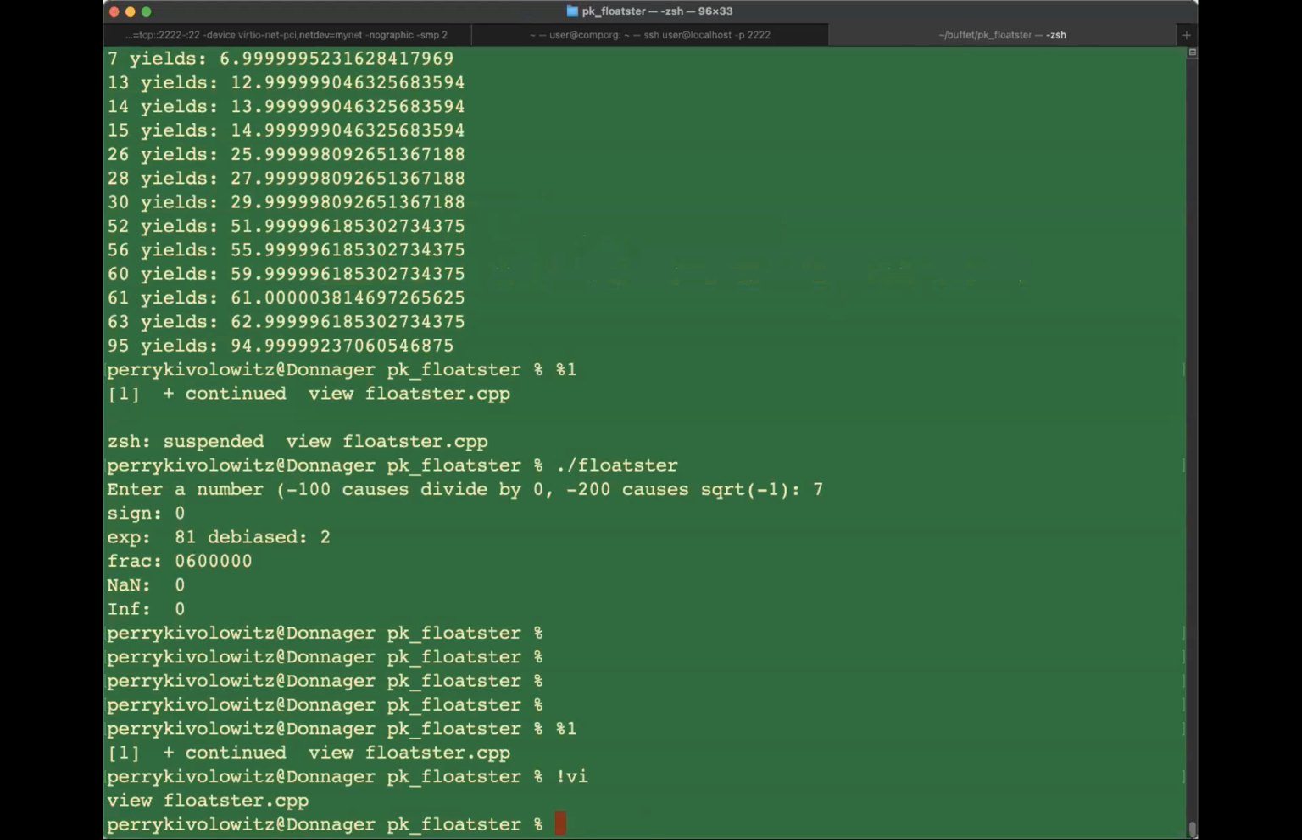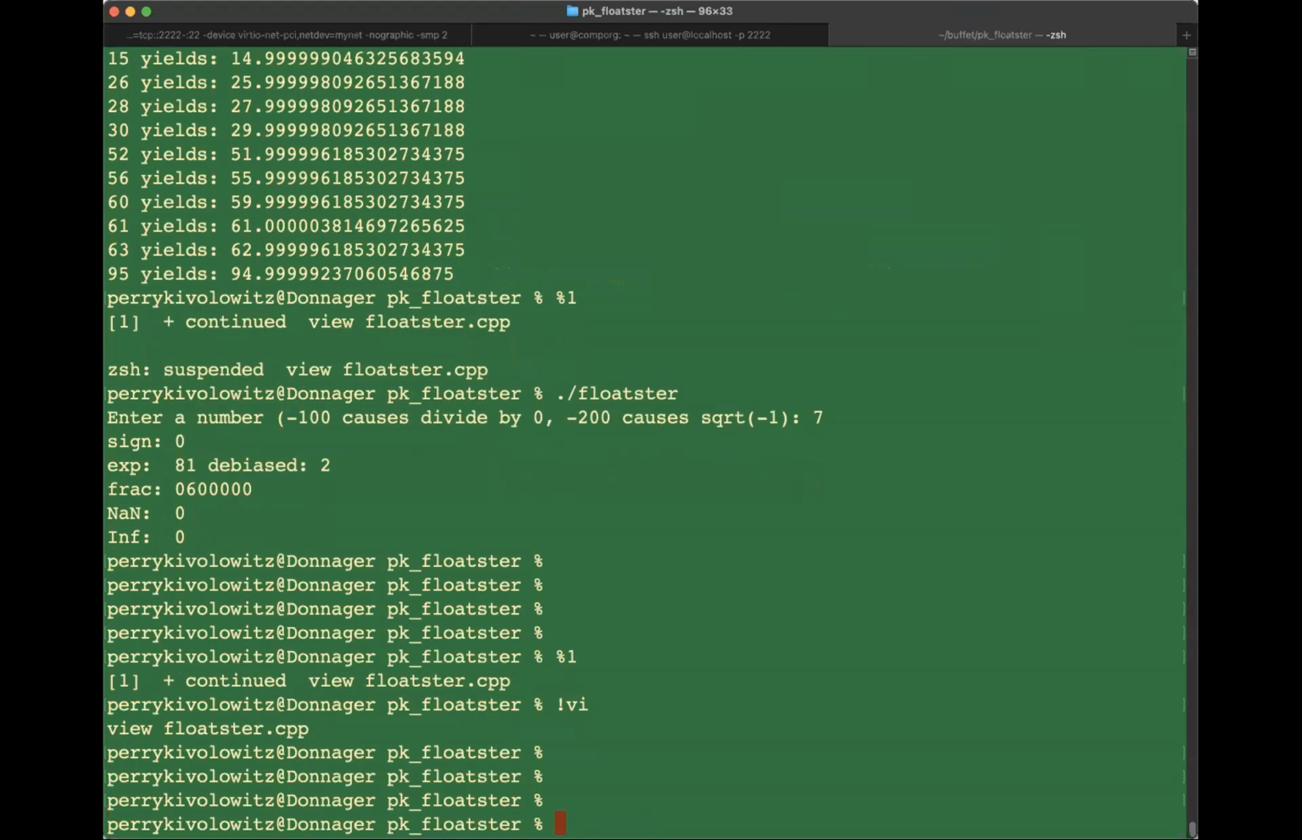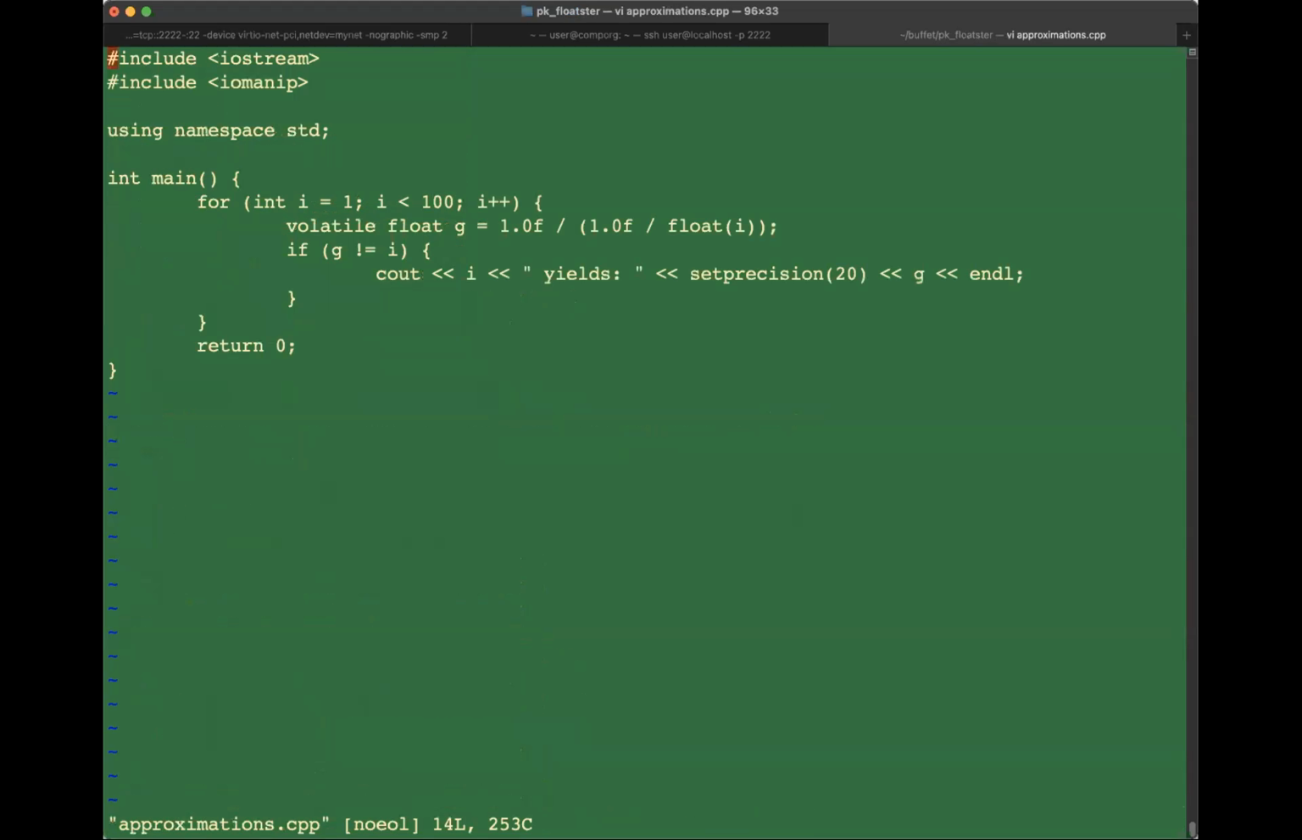Okay, so pretty cool. We just learned about volatile, and we learned about memory mapped I/O, and we learned about the approximations used in floating point numbers. Actually, let's modify the program, and let's see what effect double precision would have.